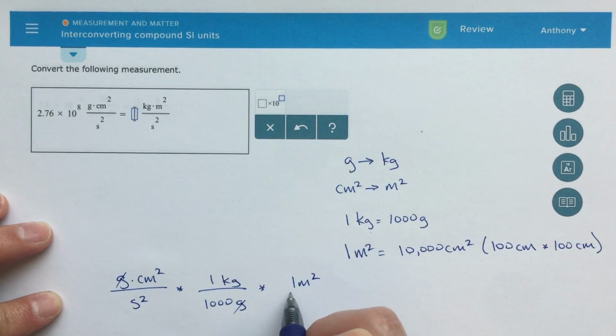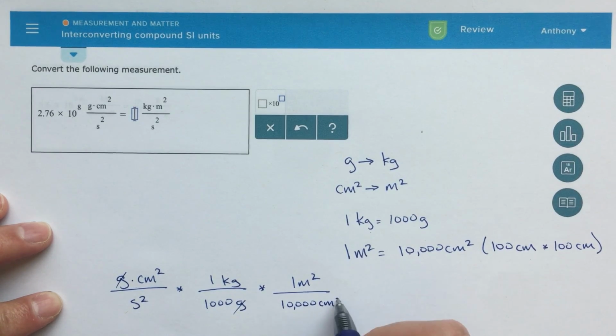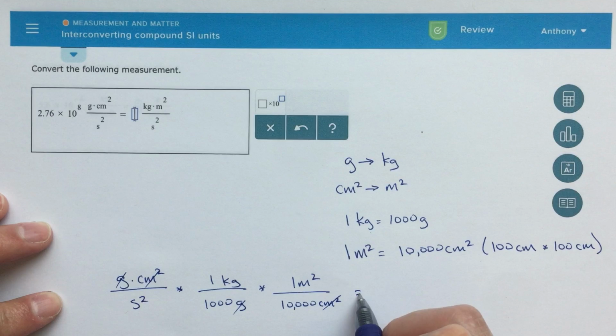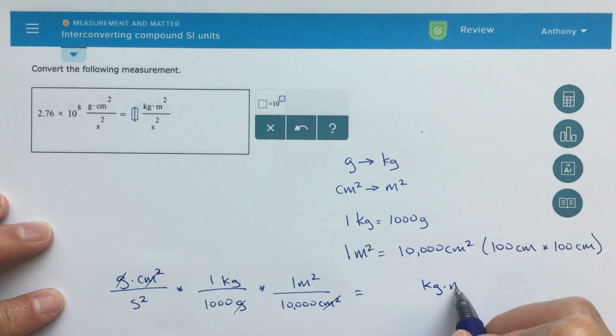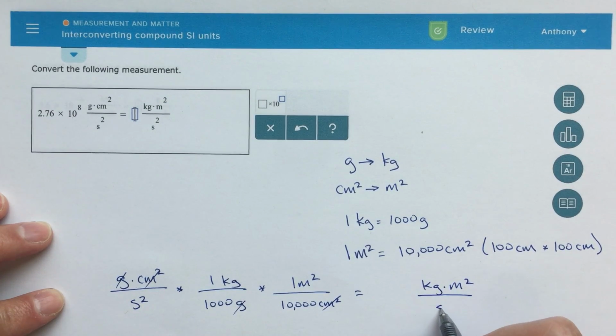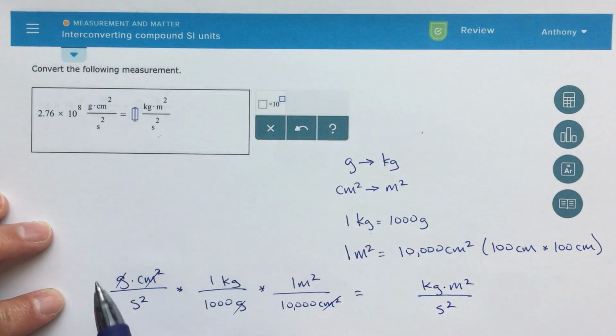Same thing for centimeters squared: 1 meter squared on the top, 10,000 centimeters squared on the bottom. My units of centimeters squared will cancel out, and I'll get units of kilograms times meters squared over seconds squared, which is the unit that I'm looking for.